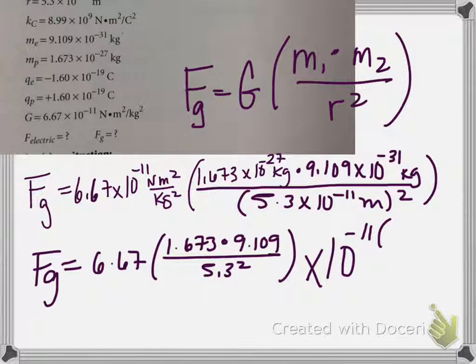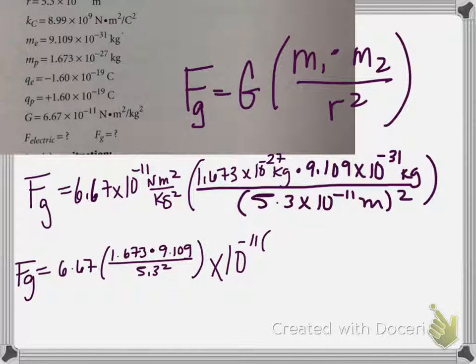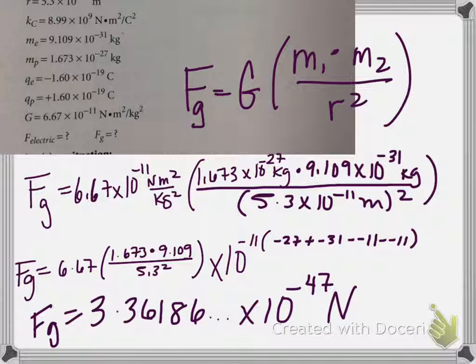times, well, let's see, no, don't come back to that. That's sloppy work, Moser. Okay. Negative 27 plus negative 31 minus, whoops, see, I almost did that there, minus negative 11 minus negative 11. Ugh, that's ugly. Okay, let's get some numbers. Okay, so the force of gravitational attraction between those two particles is really little.